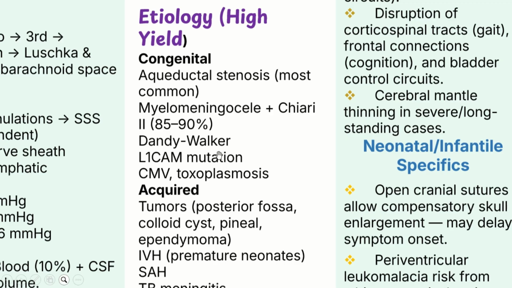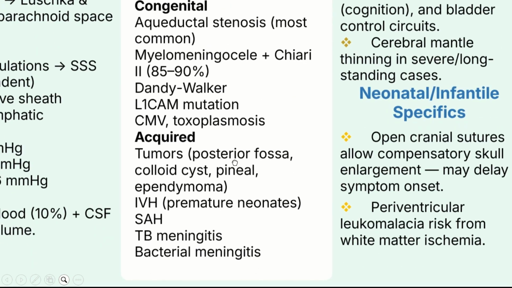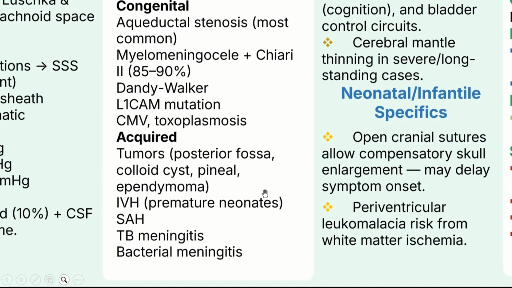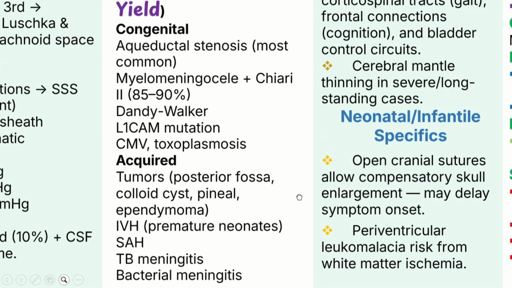Then we have the Dandy-Walker malformations. Then we have CMV and toxoplasmosis. These are TORCH infections. These are congenital infections. Then we look at the acquired causes. We have tumors, like posterior fossa tumors, colloid cysts, pineal tumors, ependymomas. We can have intraventricular hemorrhage, especially in the premature neonates. We can have subarachnoid hemorrhage. Then we can have TB meningitis as well as bacterial meningitis. These ones are going to interfere with mostly the absorption of the CSF.